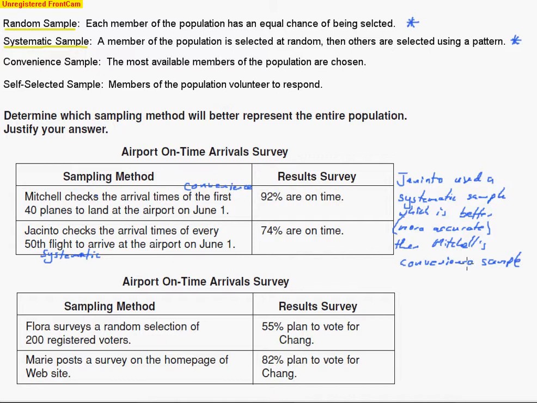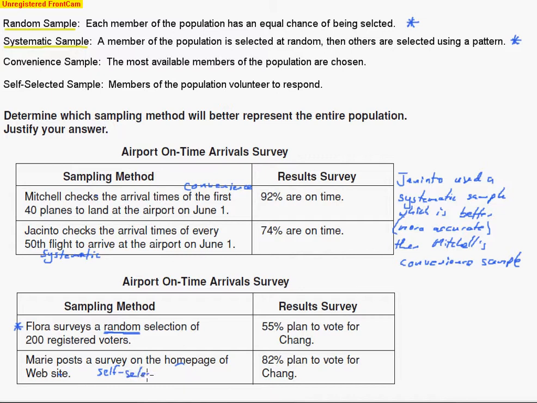So moving on to the next one here, it says Florida surveys a random selection of 200 registered voters. You always want to see this word right here. When you're talking about a sample, if you see the word random, that means that you've got a good sample. When you see random, we'll go with that one. So this is a great one. Let's check out Marie's, though, here. Marie posts a survey on her homepage website. Well, is everybody going to check out Marie's website? And are they actually going to take the survey? They don't have to take the survey, so this is a self-selected.